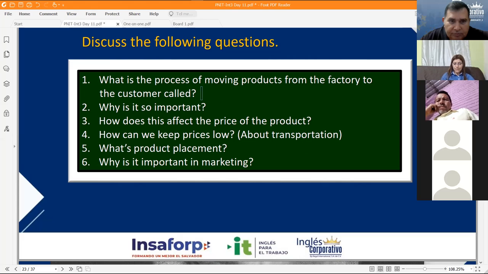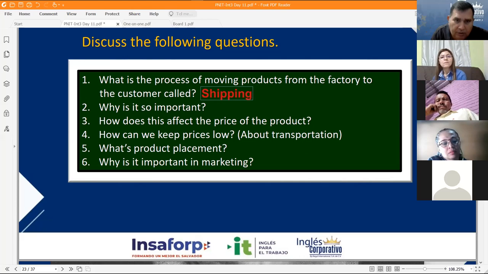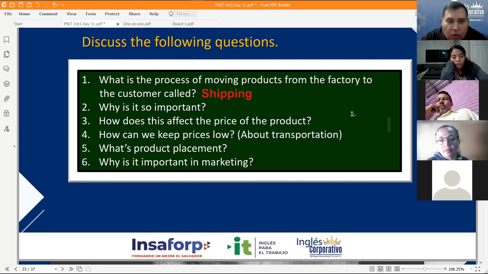Factory, first, no. Distribution, no. Could be. Distribution, yes. Shipping, or logistics. It's part of logistics. The process of moving products from the factory to the customer could be, okay, but normally they move it from the factory to the store and from the store to the other one.